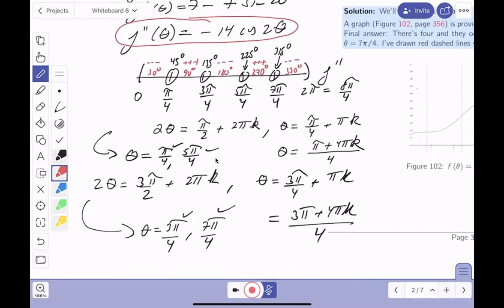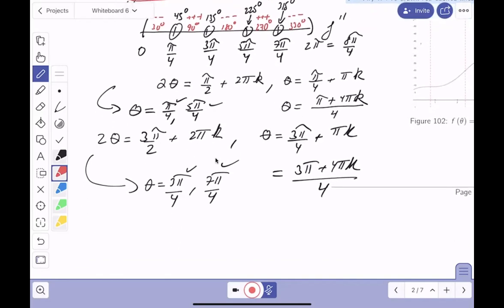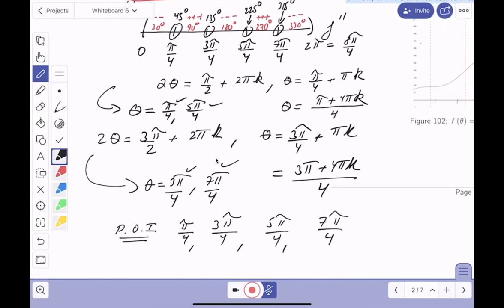So what I found is a bunch of points of inflection. I'm going to put them down for you. So the points of inflection occur at pi over 4. That's where the concavity changes. 3 pi over 4. That's where the concavity changes. 5 pi over 4. That's where the concavity changes. And 7 pi over 4. That's where the concavity changes.